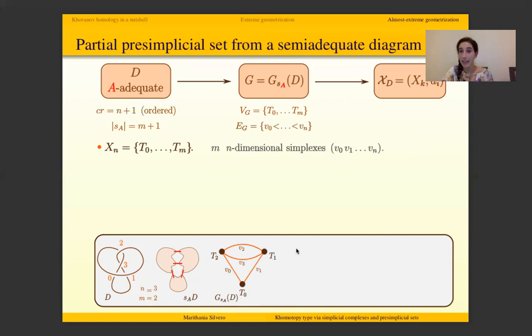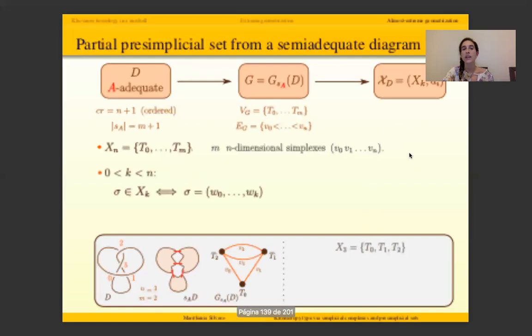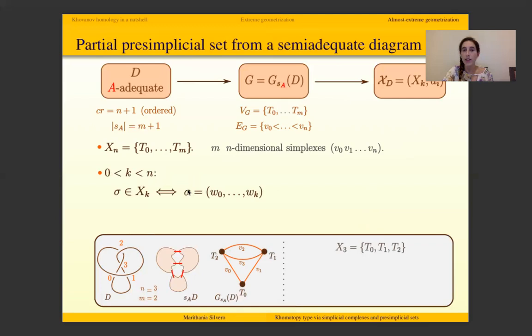Okay, so now we need to define the sets. First, recall that for a partial presimplicial set, we have a family of sets and then the maps. So we are going to define the sets now. Xn is going to be the set of those vertices, T0, T1 till Tm. And each of them, when we consider the geometric realization, is going to correspond to an n-dimensional simplex. In this case, T0, T1, T2, each of them is going to be a copy of those tetrahedra.